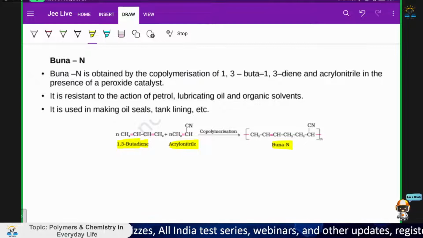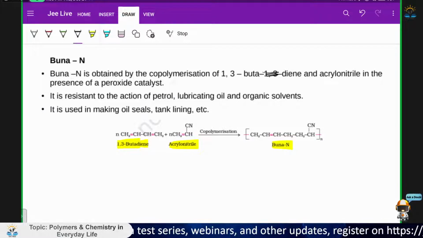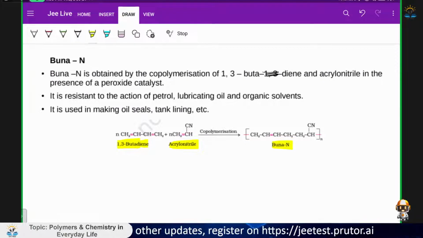1,3-butadiene and acrylonitrile are copolymerized in the presence of a peroxide catalyst. It is resistant to the action of petrol, lubricating oil, and organic solvents. Buna-N is used for what? It's used for making oil seals, tank lining, etc.